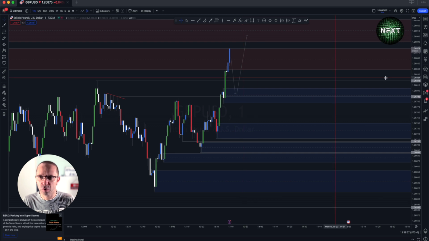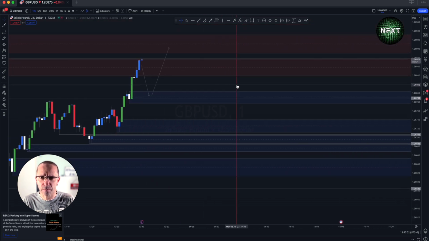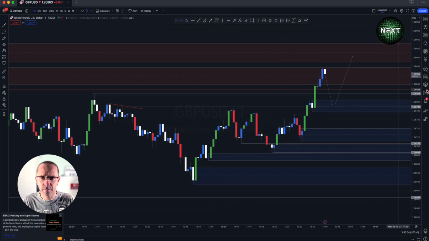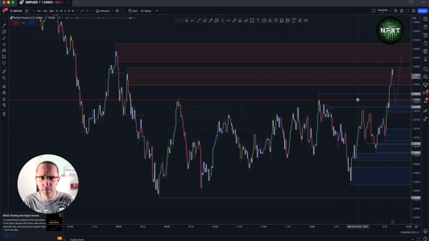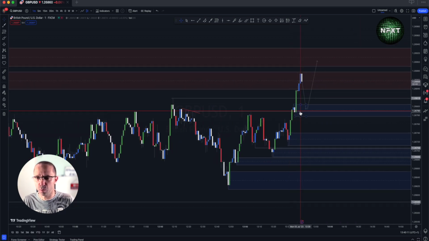A nice strong push up. So there we go. We now remove that area of supply just about. Nearly took that supply zone out. So what we can see now is a pullback. Ideal areas of pullback into this area of demand.